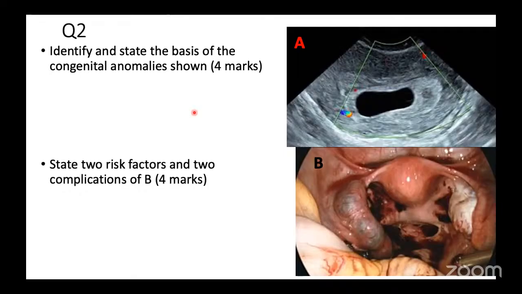Okay, so let's have a look at the answer. Identify and state the basis of the congenital anomaly. This is a common question they usually ask. So you have to identify the anomaly and then state the embryological basis.